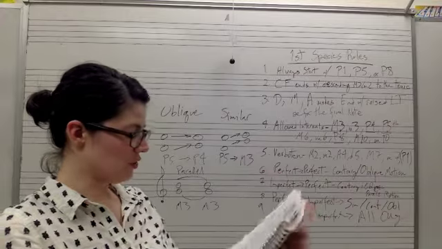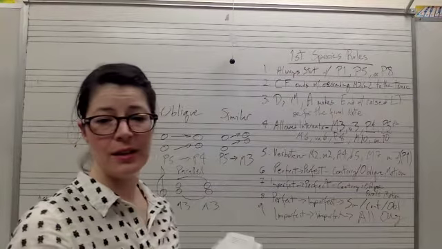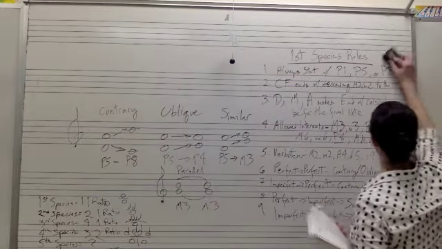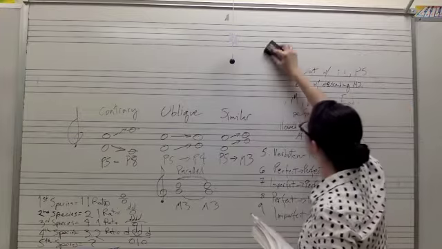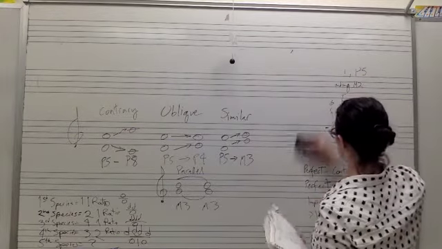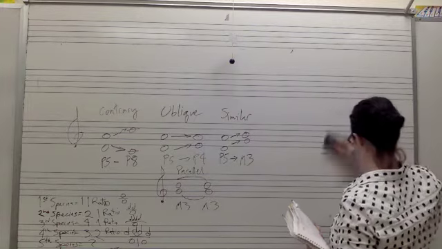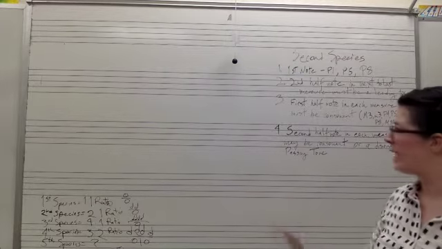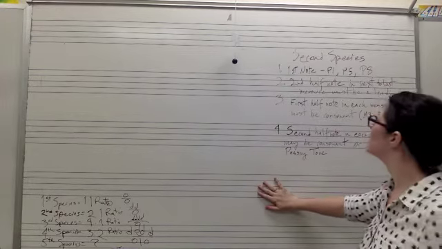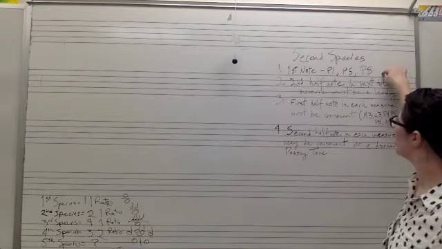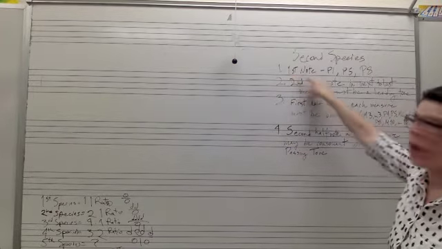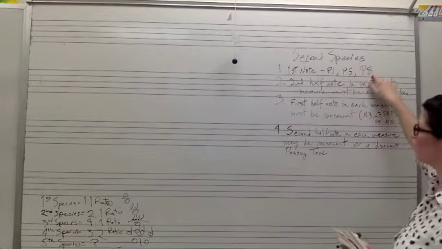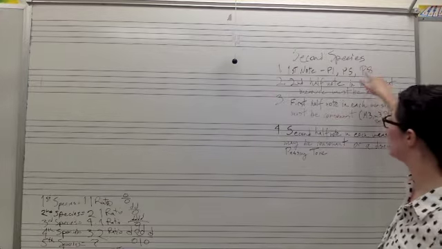So this is actually the rules for writing second species counterpoint. These are the first counterpoint rules, first species. Second species gets a little more complicated, a couple more rules. Now we're on second species counterpoint. First rule, the first note always has to be perfect unison, perfect fifth, perfect octave, just like with first species counterpoint.